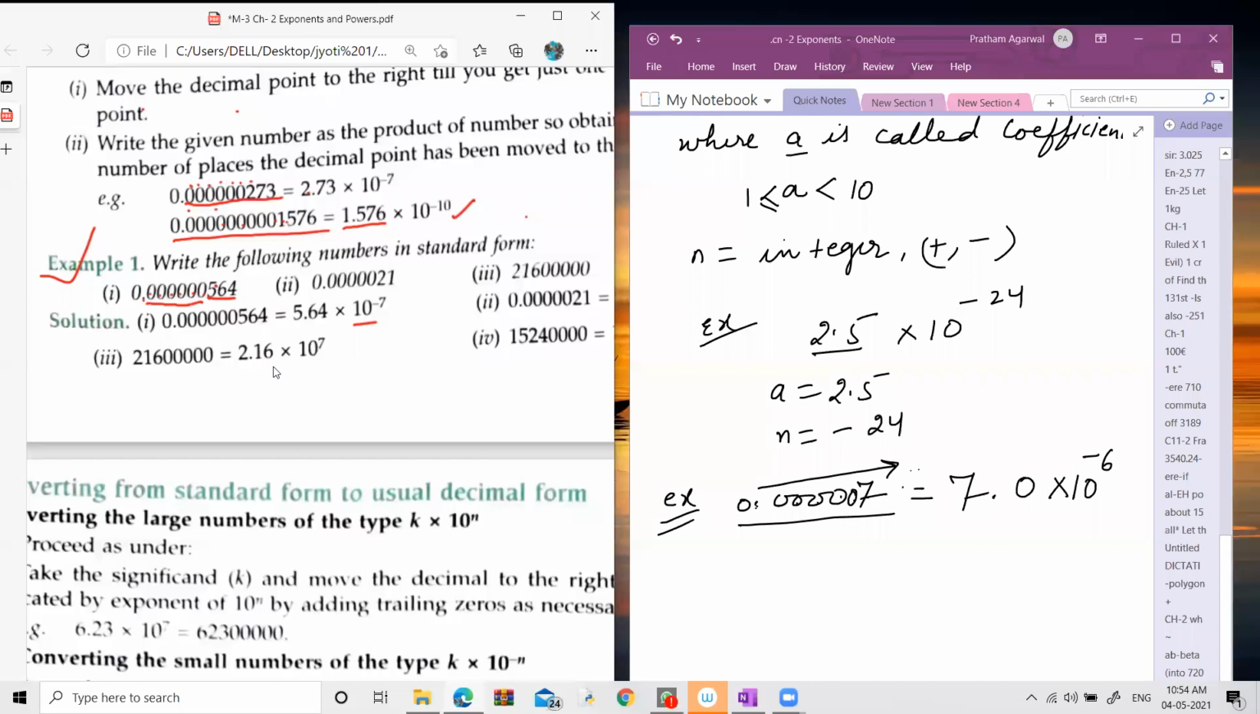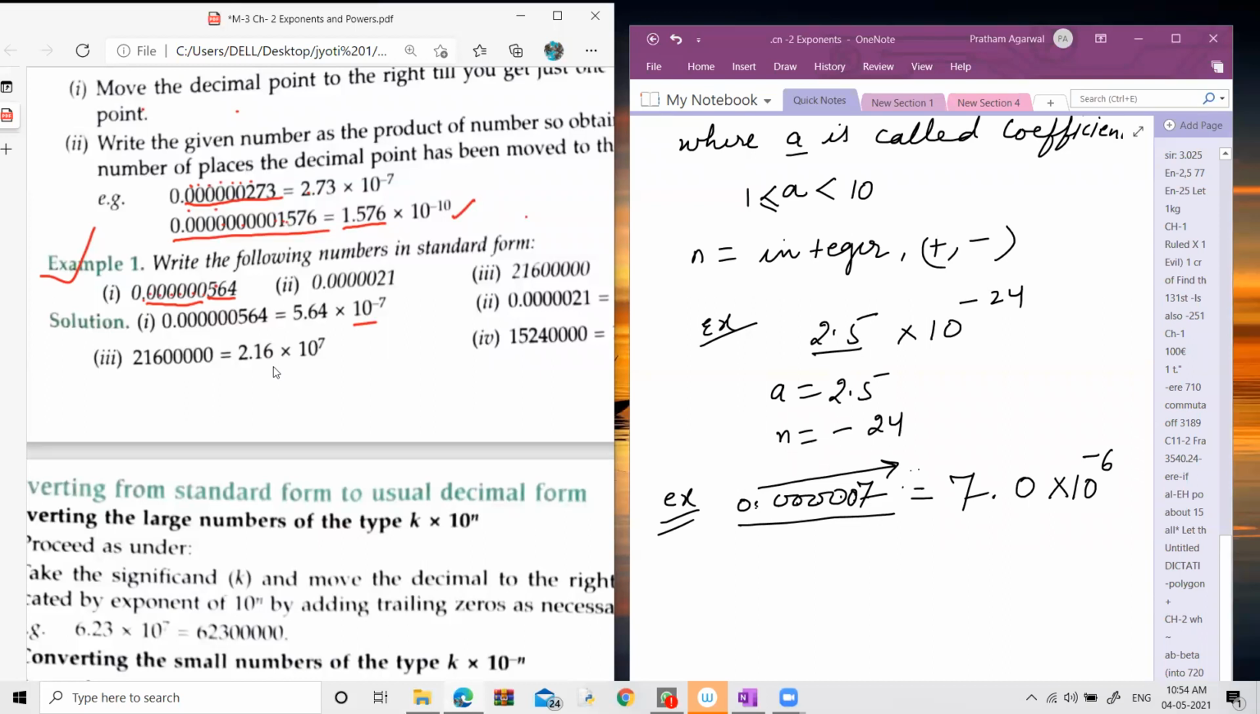I hope it is clear. If you want to write a very small number in standard form, you have to shift the decimal from left to right, count the number of places the decimal shifted, and then put the power. Remove the zeros which are written on the left-hand side of that number. So 5.64 is called the coefficient and 10 to the power minus 7 is the exponent.